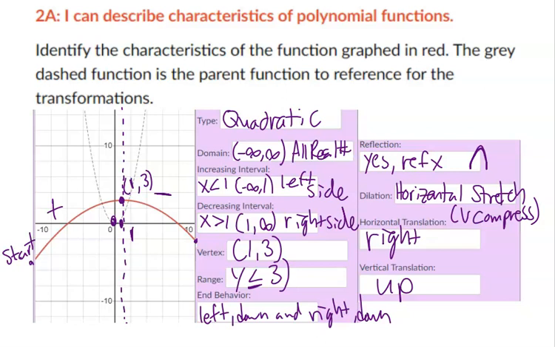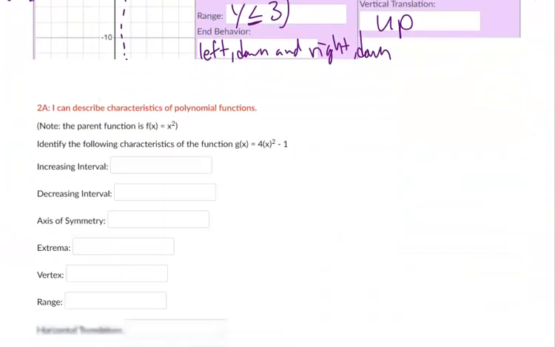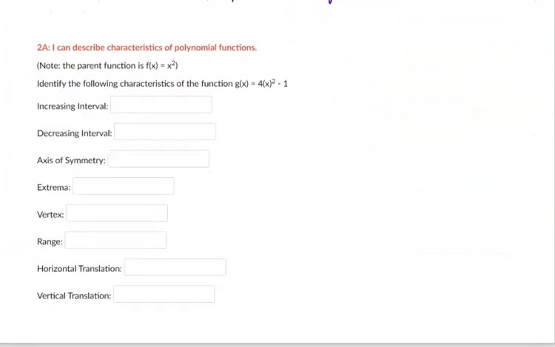And let's look at the next one. 2a. I could describe characteristics of polynomial functions. Note, the parent function is f of x equals x squared. Identify the following characteristics of the function g of x equals 4x squared minus 1. If we were to sketch this graph, it would look something like this.